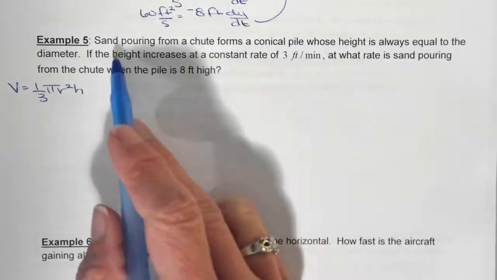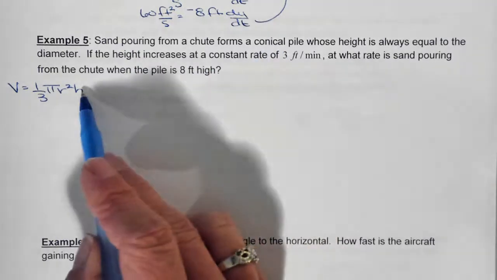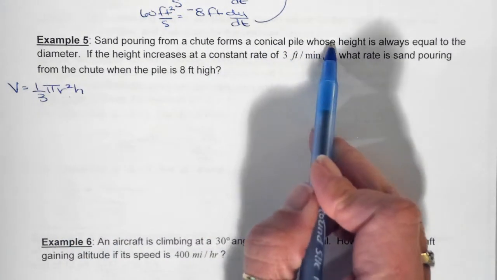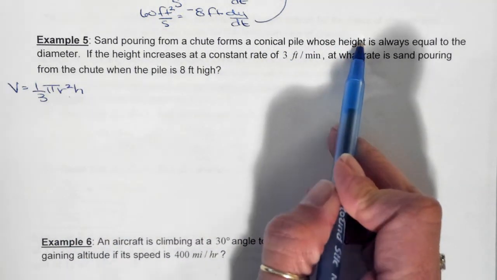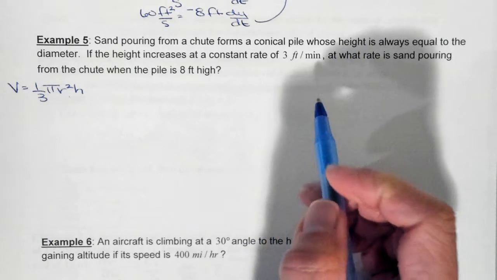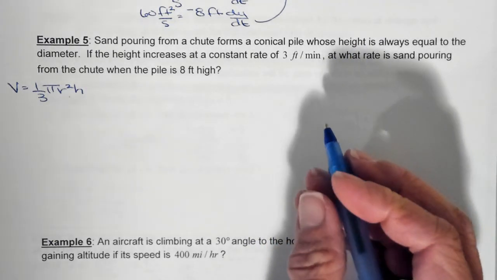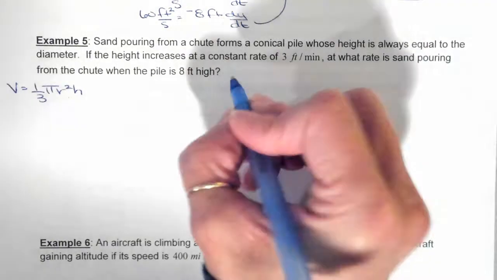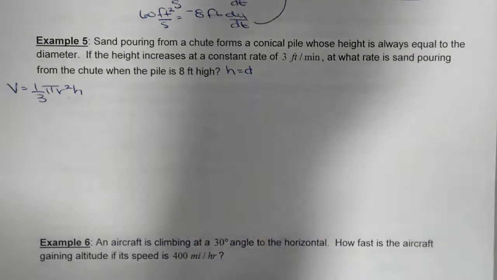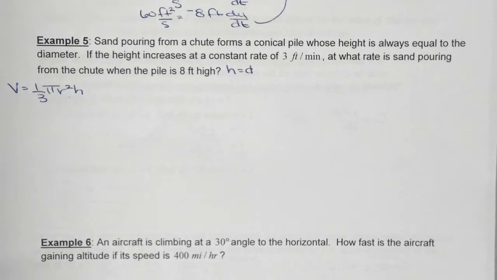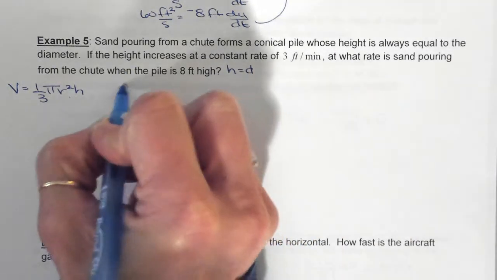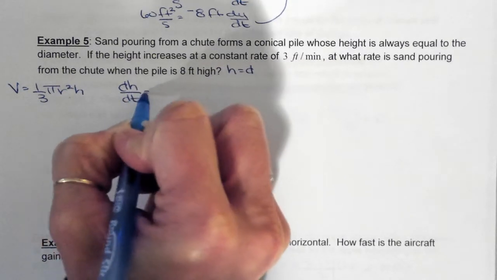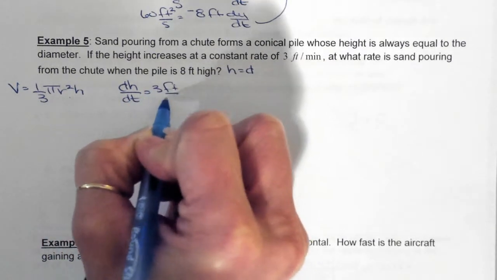All right, so here it says sand is pouring from a chute that forms a conical pile, check, whose height is always equal to the diameter. Okay, that's important. They're not going to tell you something, well, they might give you some miscellaneous, but let's just write it down and see if it's important, even though I said it was. Height is equal to diameter. If the height increases at a constant rate of 3 feet per minute, stop. What did they just give us? dh/dt. So we have dh/dt equal to 3 feet per minute.